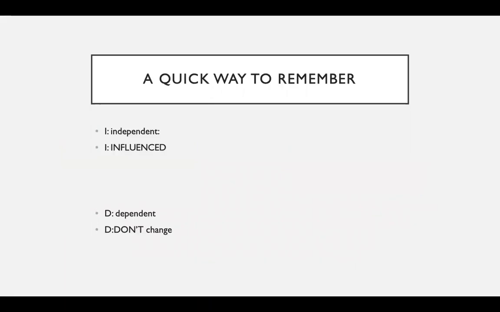But if that doesn't work, here's another trick. Independent starts with I and influenced also starts with I, so independent, influenced is a pretty good way to remember that. And if that doesn't work, D for dependent, and you'll have to pardon my grammar here, but D for don't change. So you don't change the dependent, and the independent is influenced by the researchers. So hopefully one of those tricks will work for you.